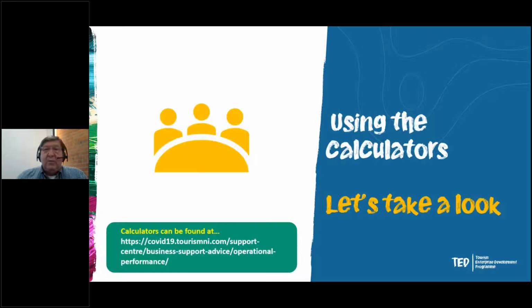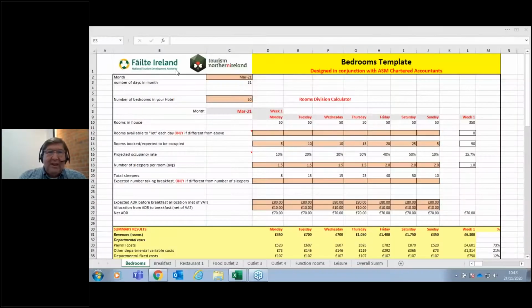Okay, now we need to switch over the screen to look at the first calculator, and the first one I'm going to look at is going to be the hotels and guest house calculator. So please, those of you that are from other accommodation types, if I could ask you to bear with us. This is the more complex of all of the calculators, but by the same token, we'll get on to one of the other calculators after we run through this.